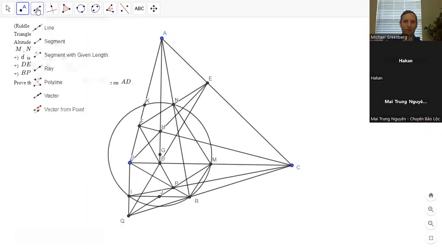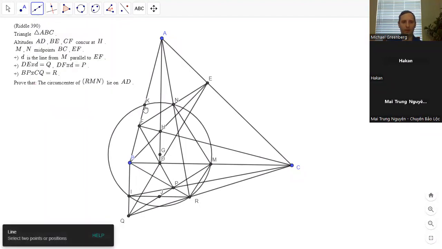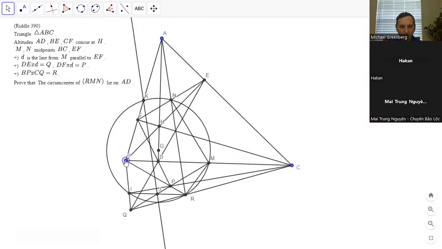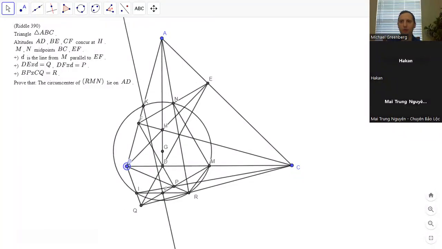Curious about this point K. Okay, I don't think there's anything special about K. I thought there might be. I doubt those are concurrent.